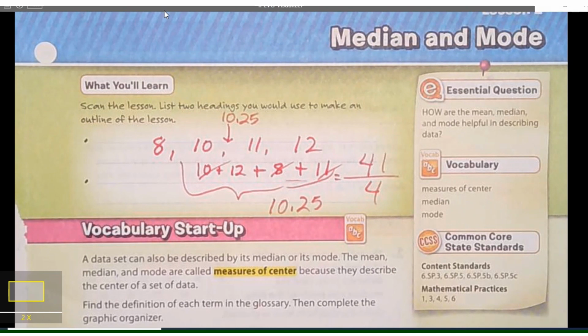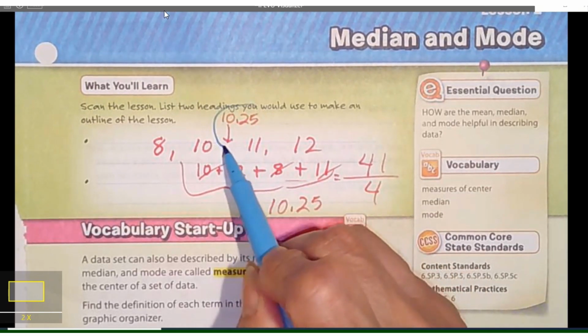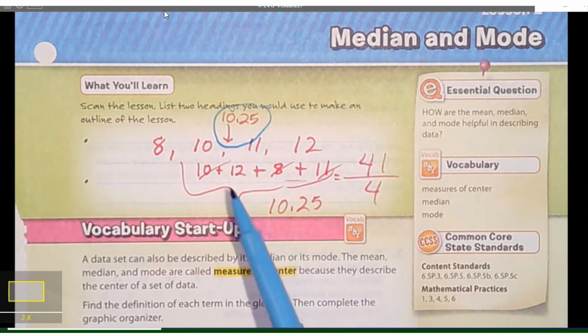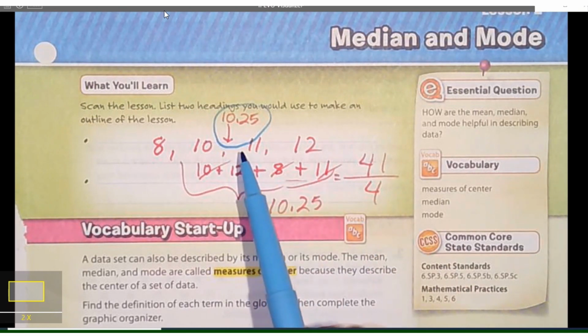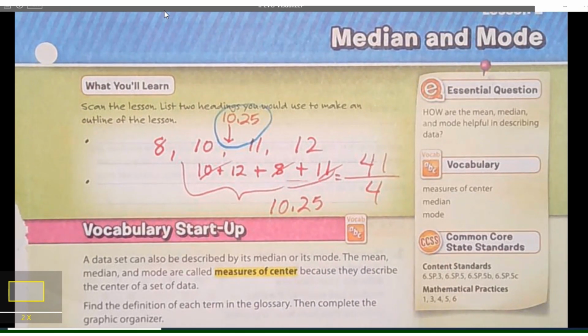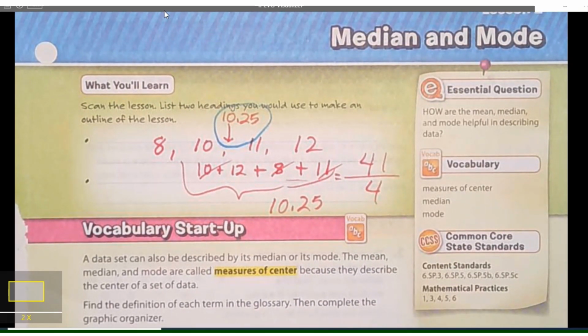Okay, so let's continue. In this case, a data set can also be described by its median or its mode. The mean, median, and mode are also called measures of center. And it's exactly what you think it is, students. It's a center of something because they describe the center of a set of data. And in this case, when you figure out the average with these 4 numbers, 10.25 fell right about in the middle of that center there. So it's the median.